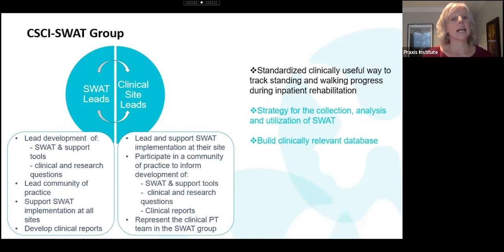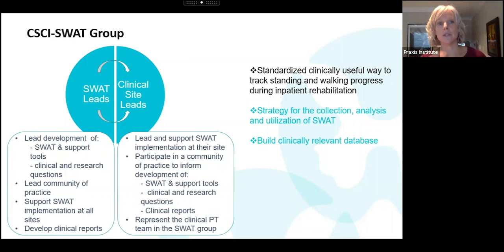So they participate in that national community of practice as well in terms of feeding back what questions are important to your group clinically to start to answer with this standing and walking information that you're collecting. What information do you want to see reported back on a regular basis that will help you in your practice? So they really represent your local clinical physio group in this national group.